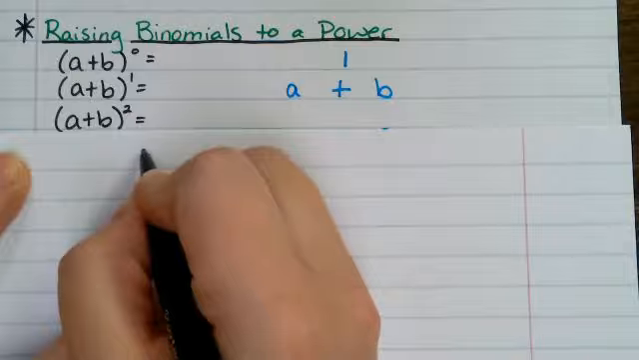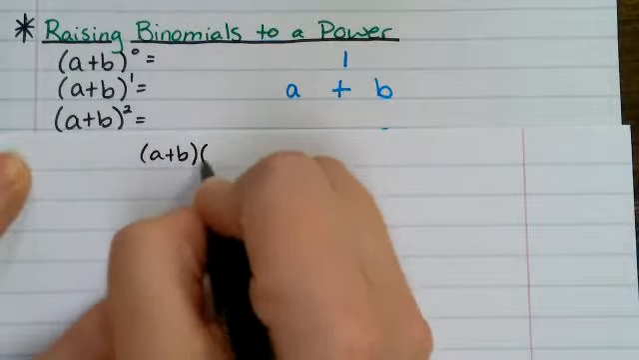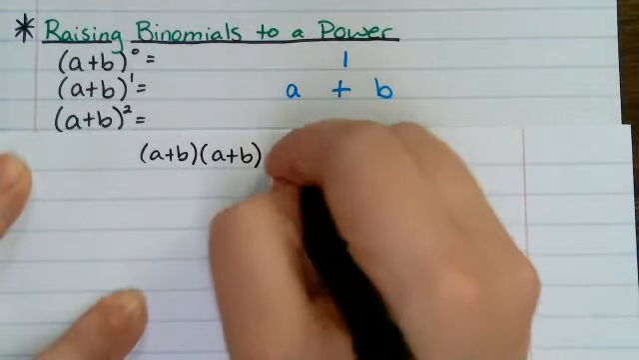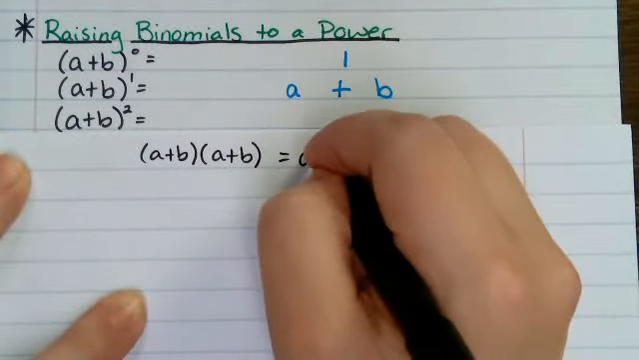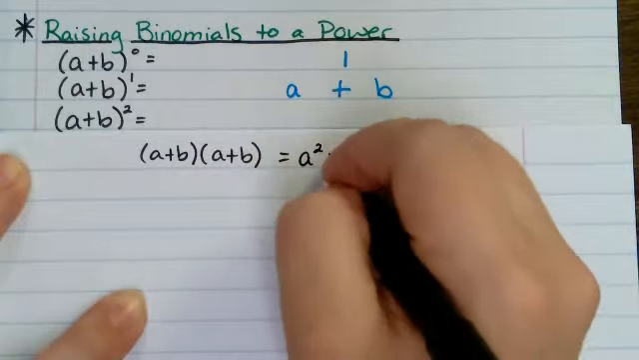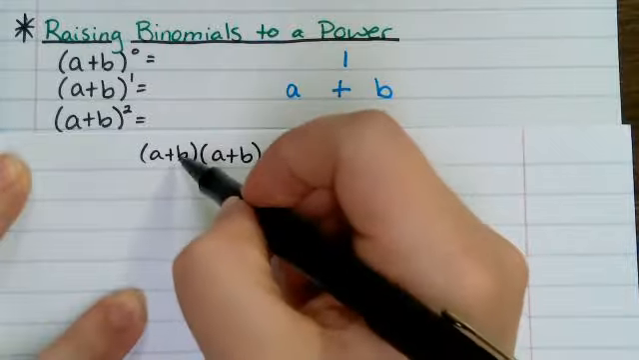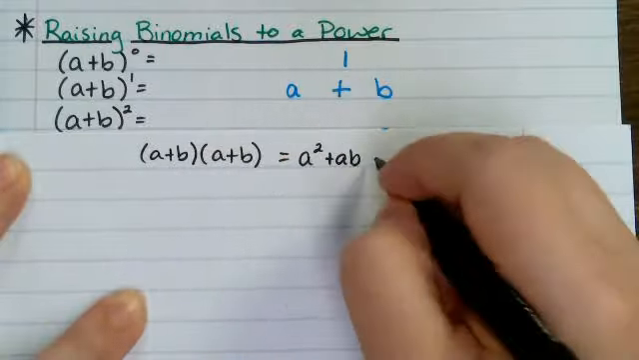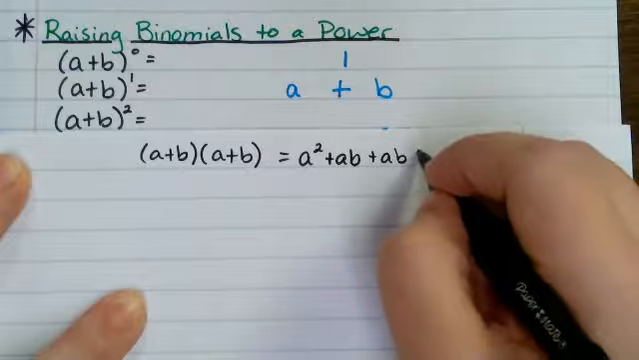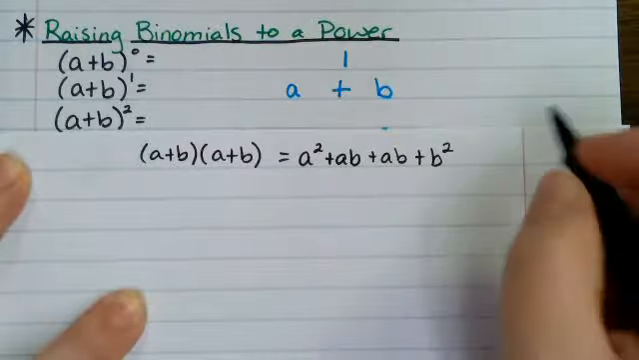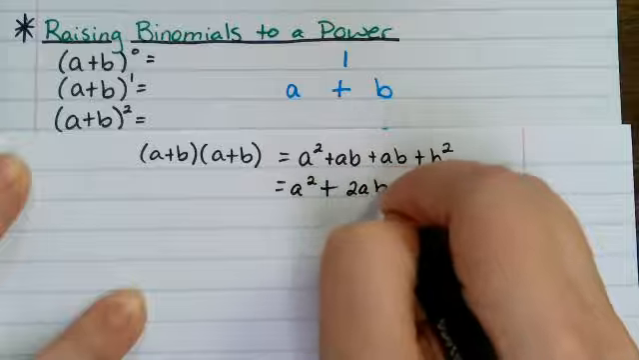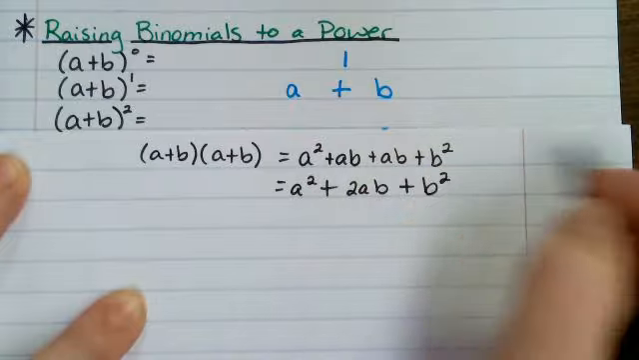So if I do a plus b to the second power, it really is just a plus b times a plus b. And if we FOIL this, we end up with a squared, so a times a, right? Outside times outside. Then that's ab. Inside times inside, so b times a is still just ab. And then b times b, last times last, makes b squared. Now you can combine some things, so this really would be a squared plus 2ab plus b squared.